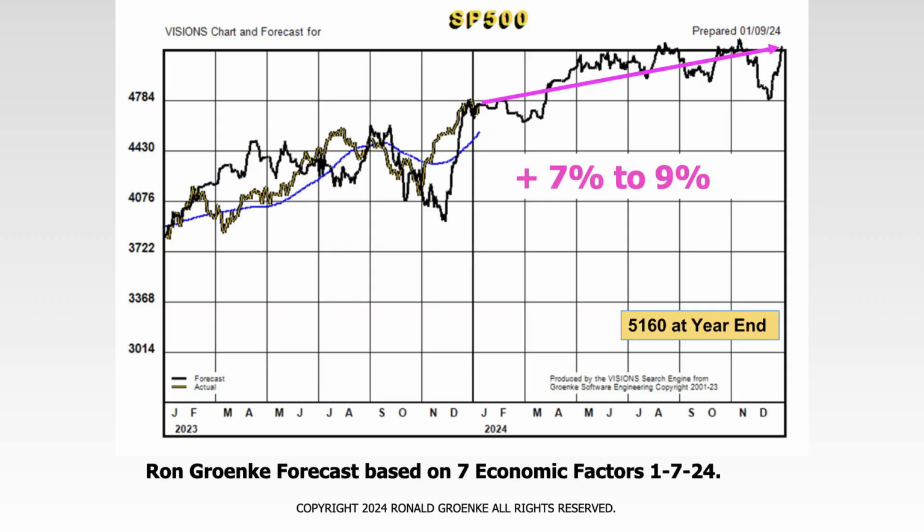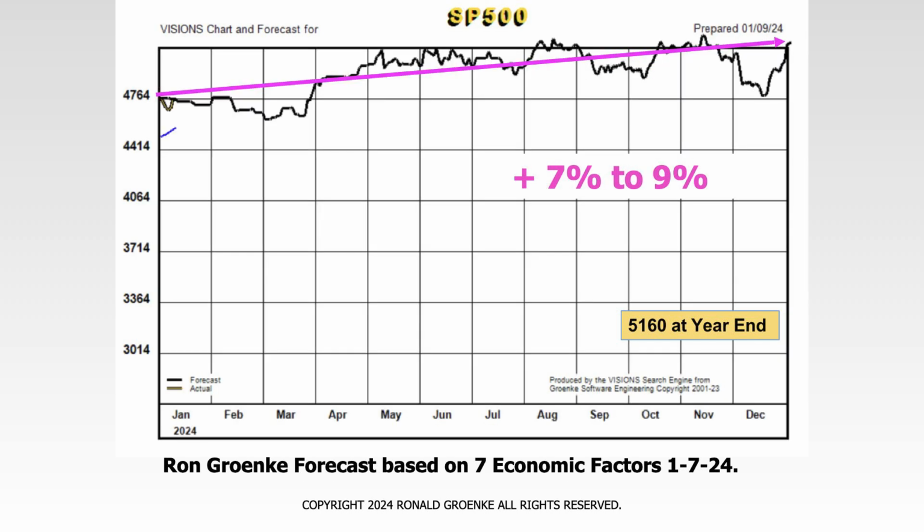Using those factors, you can see how well we matched up to 2023 and then use the projection to render a projection for 2024. That projection told us that we could expect a 7 to 9% increase in the market. Here we're looking at it in a little bit more detail, and you can see the growth being up to a level of about 5160 at the end of the year, 7 to 9% increase, which is a good increase for an annual rate.